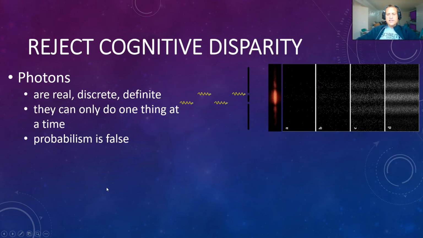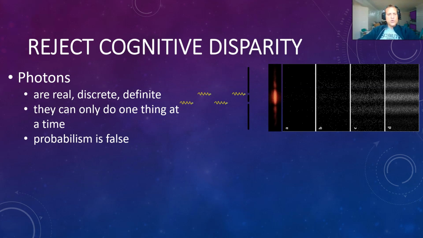Probabilistically, well, let's reject cognitive disparity and let's be rational. So photons are real, discrete, and definite things, right? Because a single photon makes a single point detection on your screen. So a photon is a real, discrete, definite thing. We have to reject that objects can be two different things or two different places at the same time, right? So they can only do one thing at a time, and as a result of those two statements of reality, you would conclude that probabilism is false.